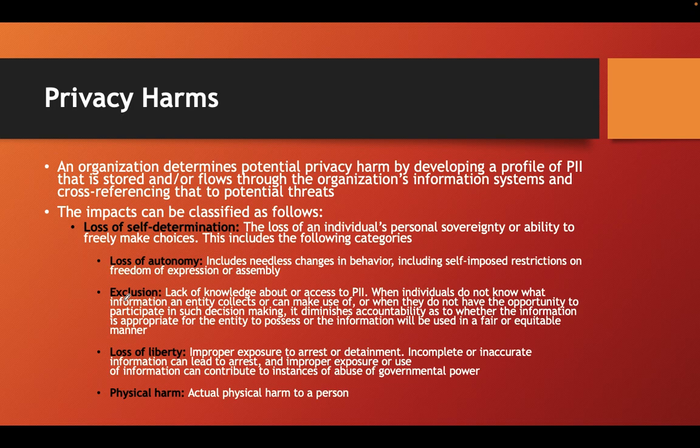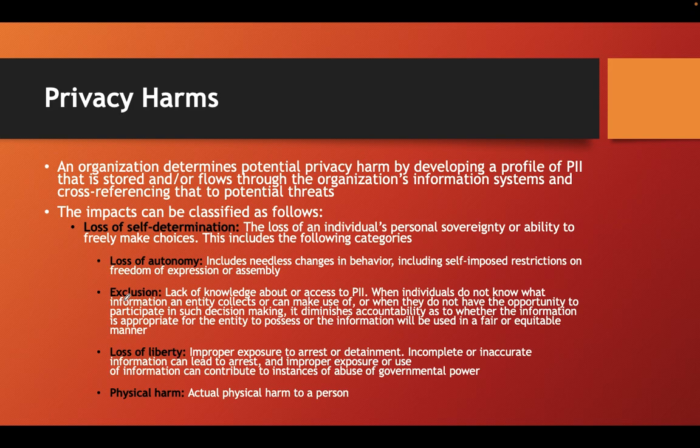So when individuals are harmed, when their privacy has been jeopardized, has been compromised, the following impact happens to them. One is loss of self-determination. This individual may lose their sovereignty and ability to act freely or make free choices because they've been attacked, they've been harmed. Their information has been compromised.